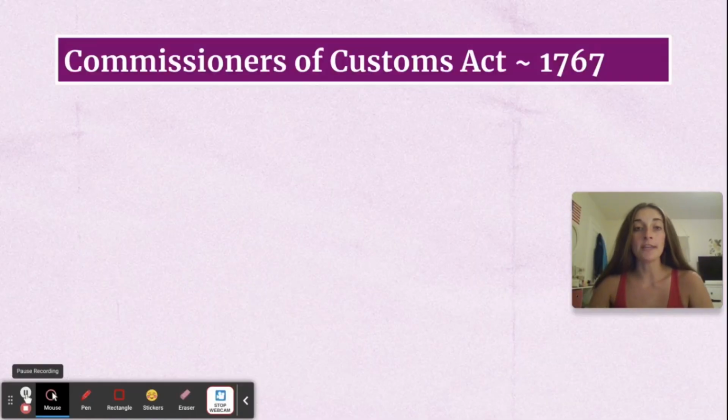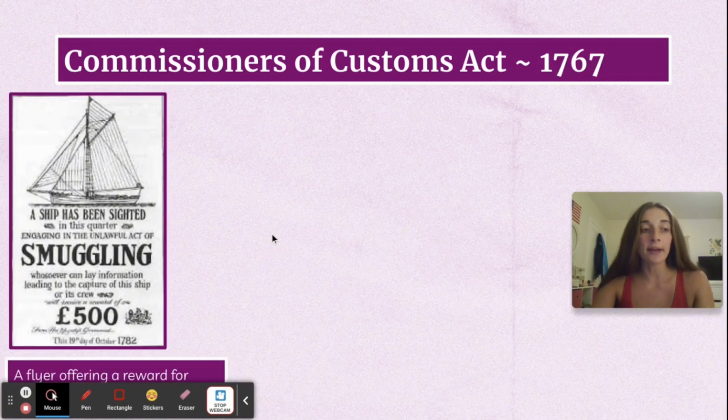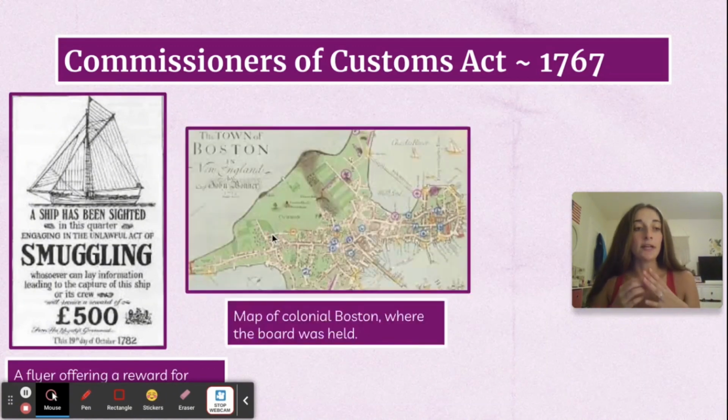So next up, we have yet another act put in place to add new taxes and to prevent smuggling, and this was called the Commissioners of Customs Act of 1767. This act created a customs board for the colonies to be headquartered in Boston by 5 customs commissioners. Other locations would eventually be opened up, but the first one was in Boston.